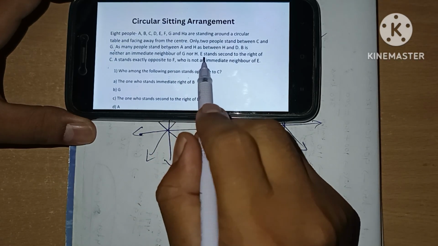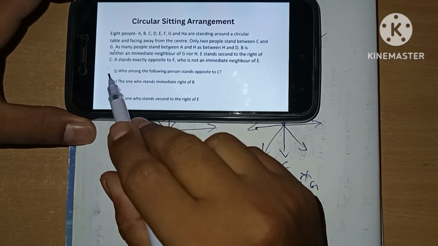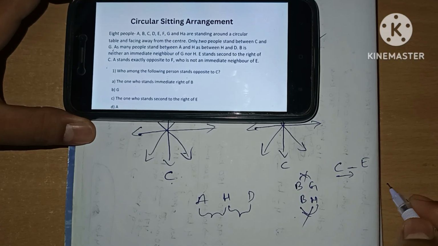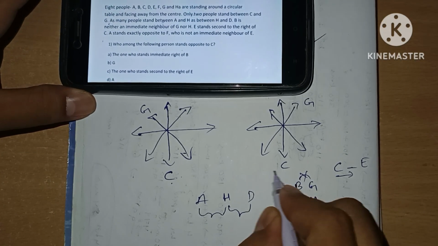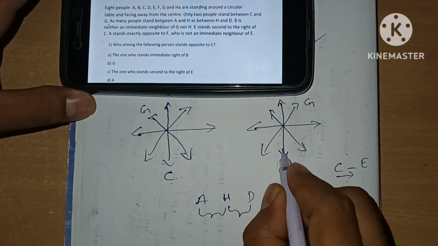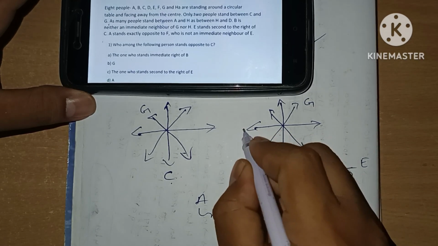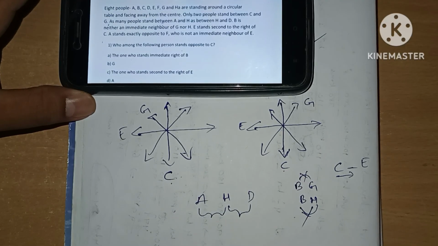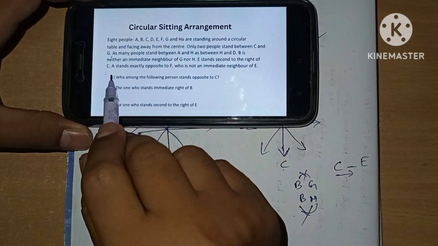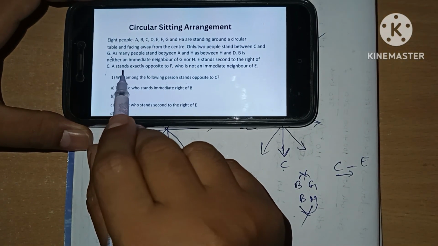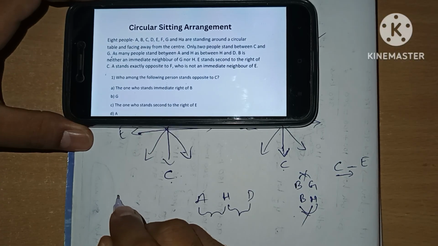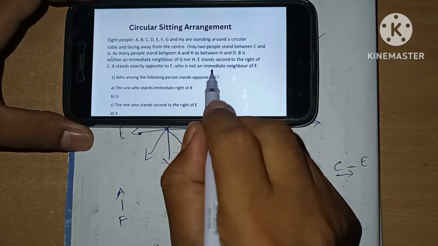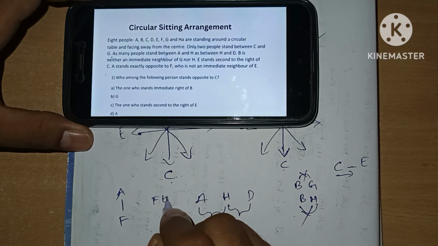Next one. E stands second to the right of C. Okay, let's note it in our puzzle. C, second to the right is E. This is the place for E. Okay, next one. A stands exactly opposite to F. A and F are opposite to each other. F is not an immediate neighbor of E. F and E are not adjacent.